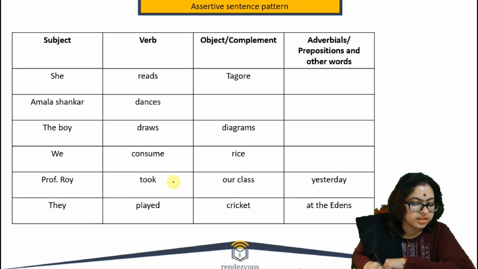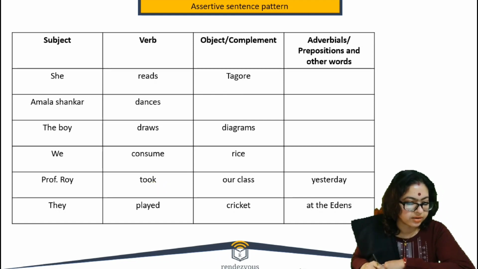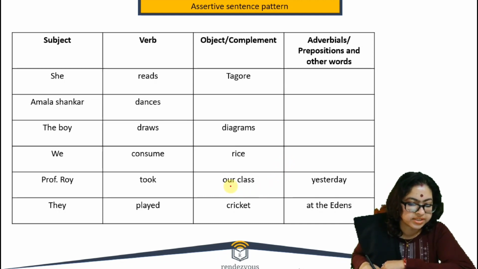Professor Roy took our class yesterday. So here Professor Roy is the subject, took is the verb, the main verb, and our class is the object. If I question the verb, what did Professor Roy take? The answer is our class. So our class is the object. And yesterday is the adverbial here.